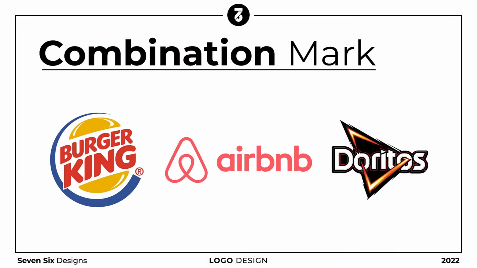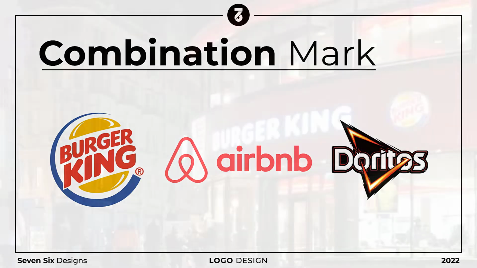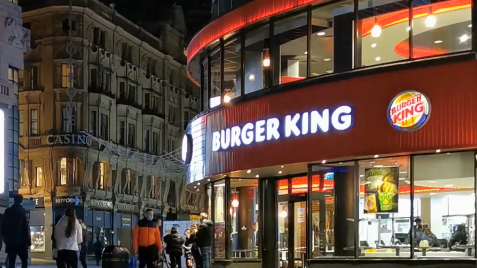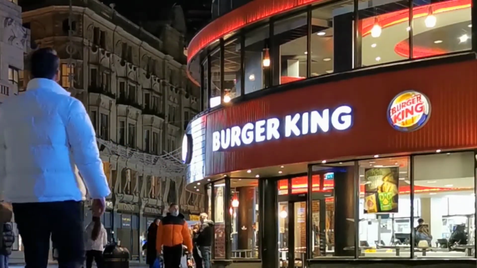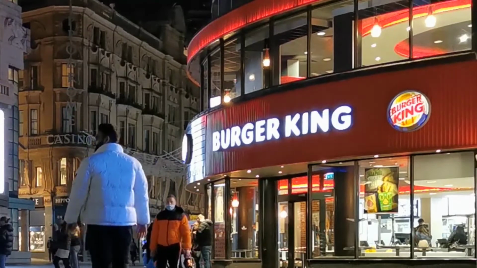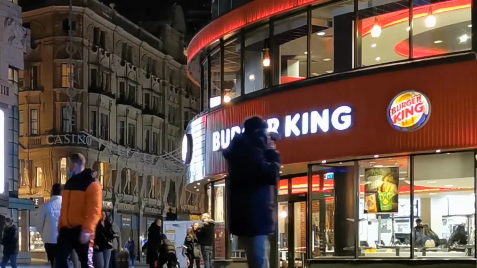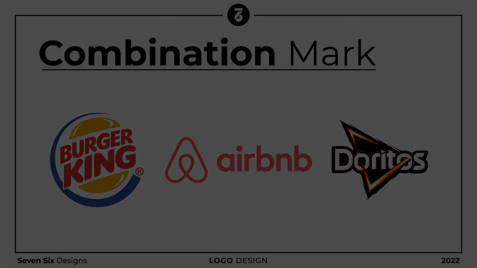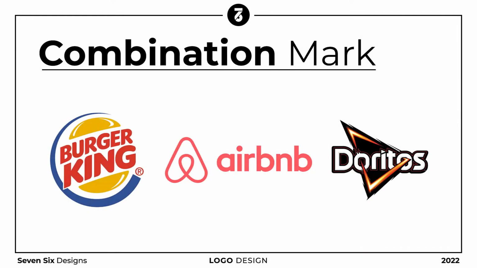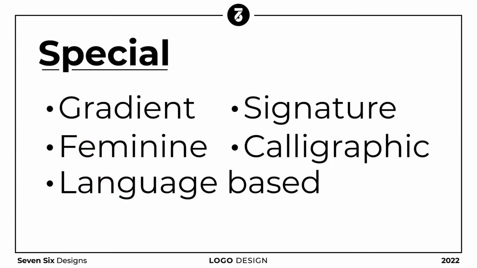The seventh main type of logo is the combination mark, which is made by combining any of the logo types. You can take the example of the Burger King logo, which comprises a combination of two logos. Number one, a pictorial logo, that is the burger, the sign of a burger, and a wordmark logo, that is the wording of Burger King. Other famous brands like Airbnb, Doritos, etc. also belong to this category.